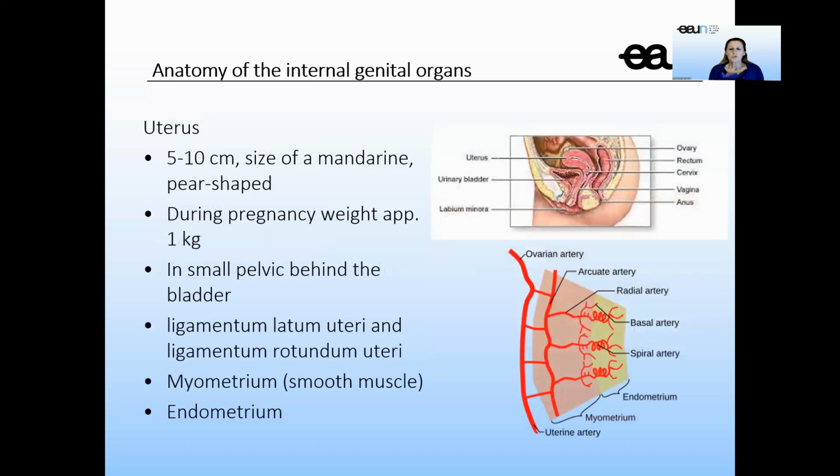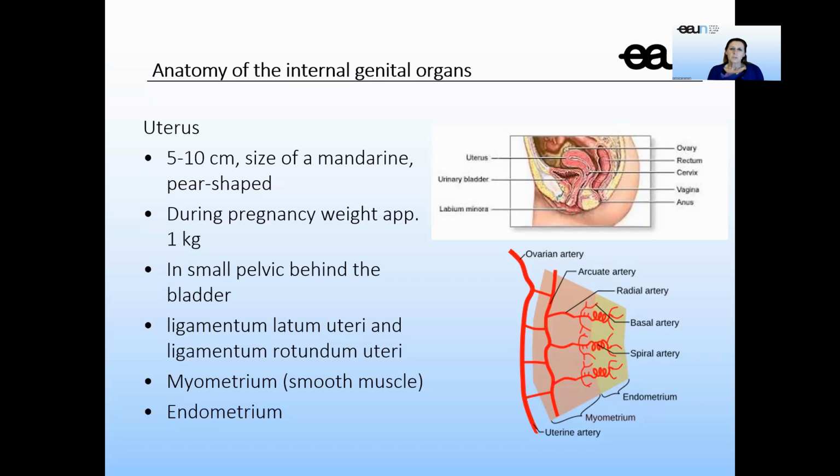And then we move on further to the uterus. The uterus is, of course, the part that feels like the most important of your genital organs inside your body. Normally, when you're not pregnant, it has a size of 5 to 10 centimeters, and it's the size of a mandarin. It's pear-shaped, so it's rather small. And during the pregnancy, of course, it can develop a lot. It grows a lot, and the weight is then at the end of the pregnancy almost 1 kilo. So that's a lot more than when you're not pregnant.